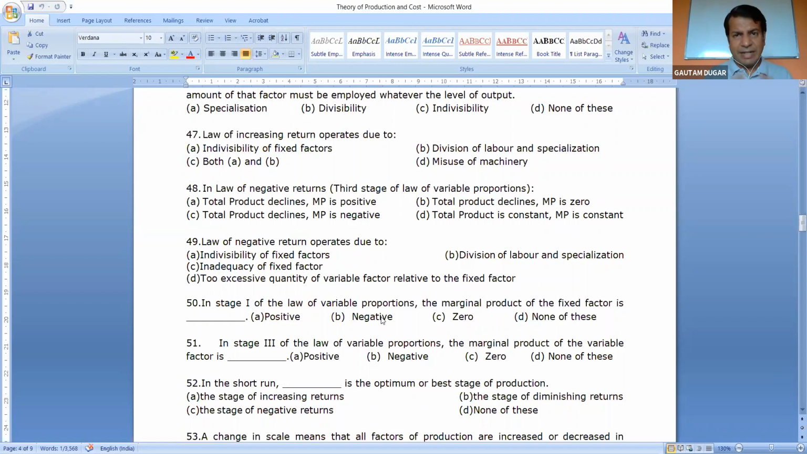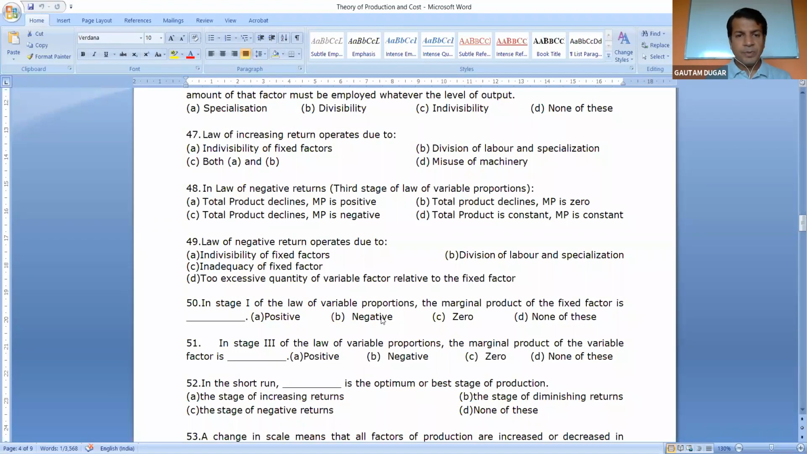Because now the fixed factor has become relatively small, relatively less, as compared to the variable factor. On one plot of land, if we have overcrowded it with more and more labor, then the stage of negative returns is bound to operate. होगा ही. So, excessive quantity of variable factor related to the fixed factor. Option D, chosen by many of you, is correct.